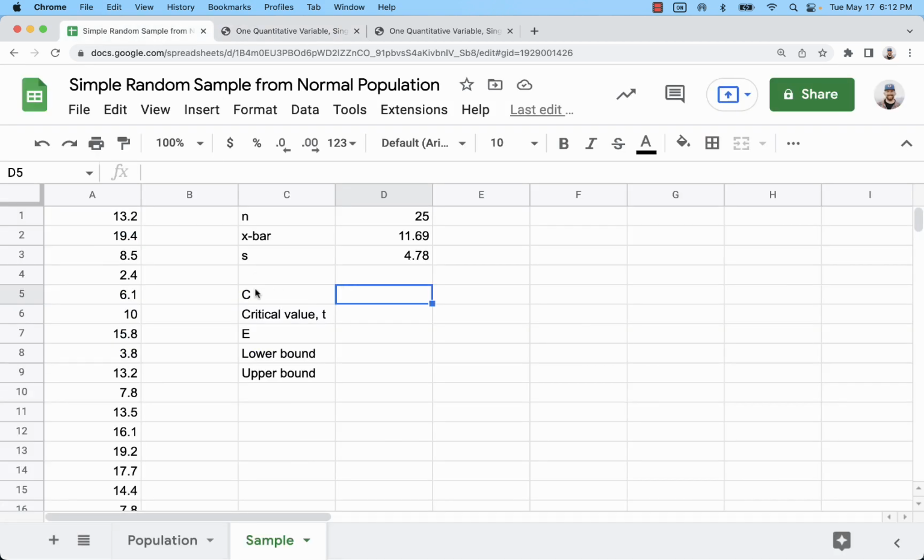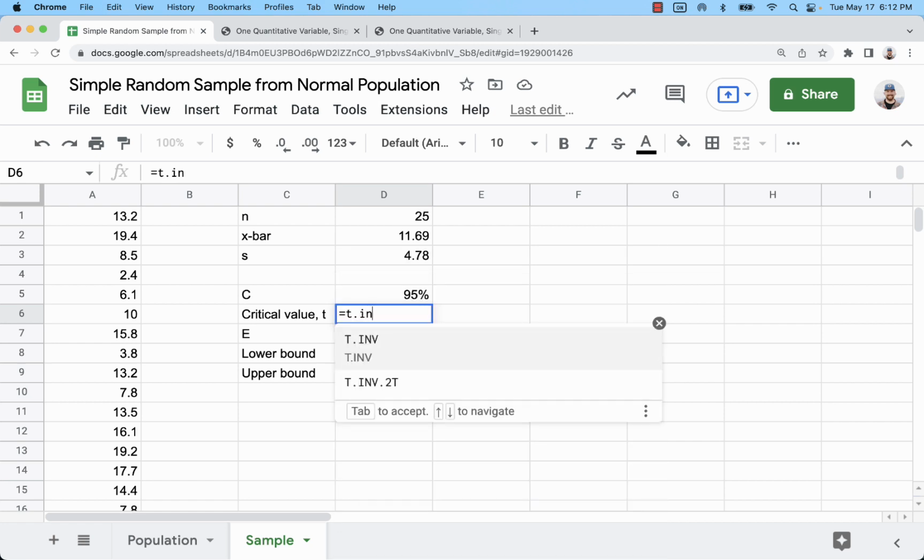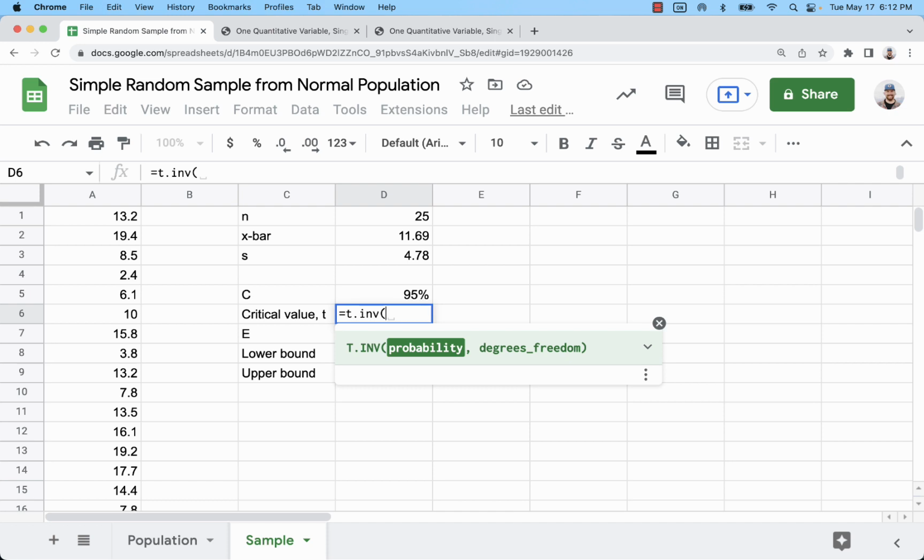And what I'm going to use is confidence here. This C cell is an input. So I'm going to start with my 95% confidence level. And then to find the critical value, this is a little bit tricky in Google Sheets or Excel. You have to use a t-inverse function, t.inv. And then you need a cumulative probability.